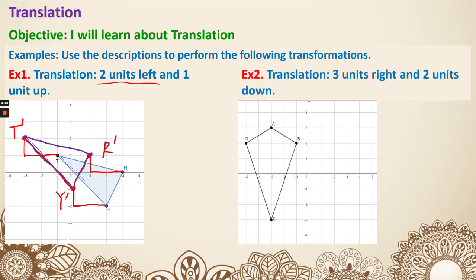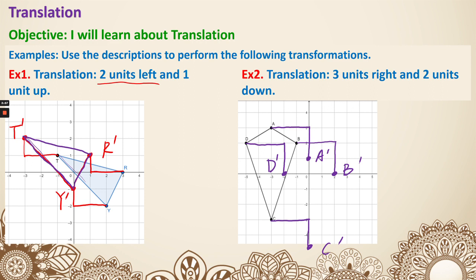Next, example 2. Translation, 3 units right and 2 units down. So every single point, 3 units right, 2 units down. Right here, that's going to be B prime. 3 units right, 2 units down. Right here, A prime. 3 units right, 2 units down. Right here, D prime. And 3 units right, 2 units down is actually going to be slightly out of the graph, right here, C prime.